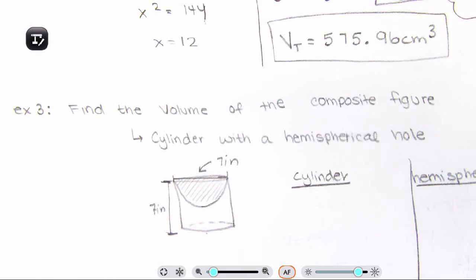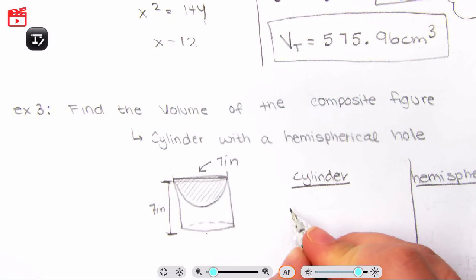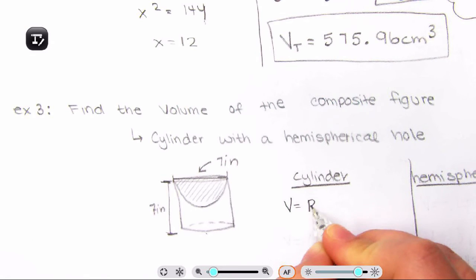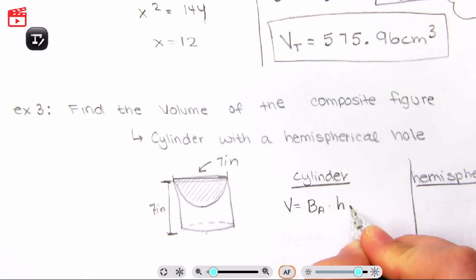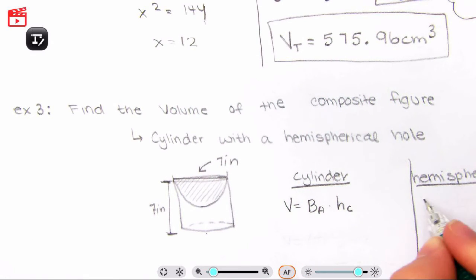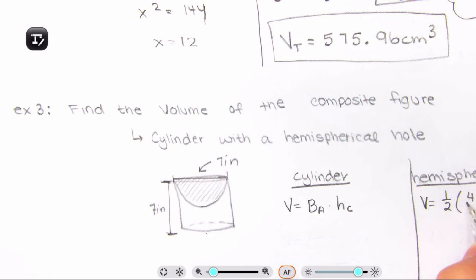All right, now we're moving on to example number 3. Find the volume of the composite figure. So we have a cylinder with a hemispherical hole. So they tell you we have a cylinder, we have a hemisphere. So step number 1 is always identify what you have. Step number 2 is write down the formula. So for the cylinder, our volume is the area of the base times the height of the cylinder. For the hemisphere, we're going to take half of the volume of a sphere.